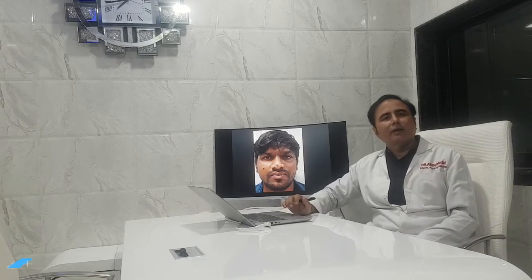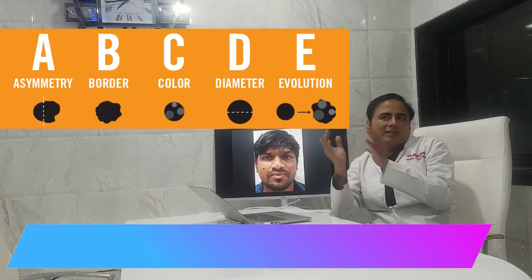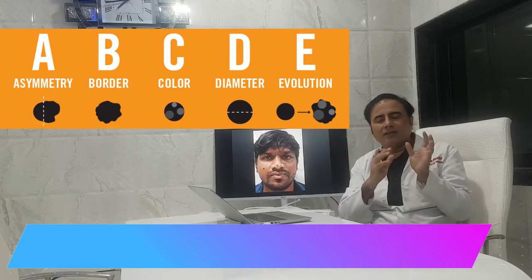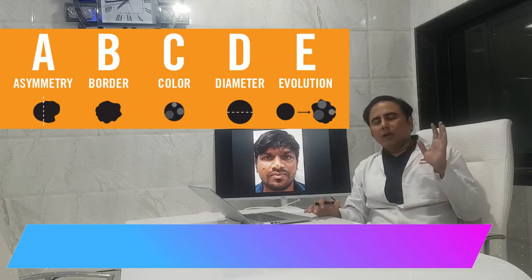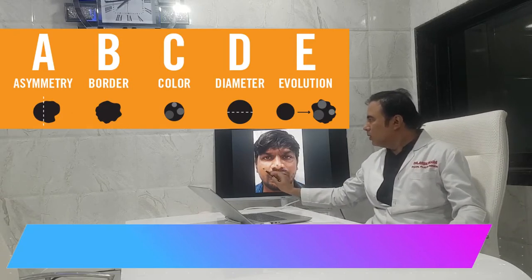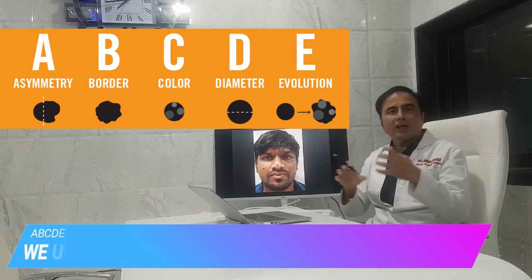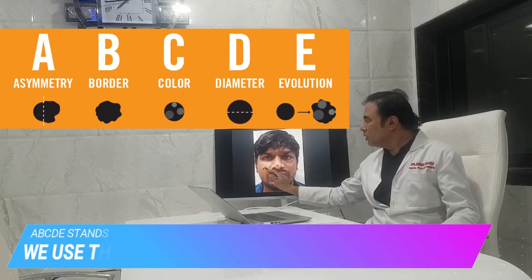A is basically nothing but asymmetry. Asymmetry means if half of the mole is not very symmetrical to the other side of the mole. B is basically the borders. What I am trying to say is the borders of the mole should not be very ragged or non-uniform. This should be a uniform border.